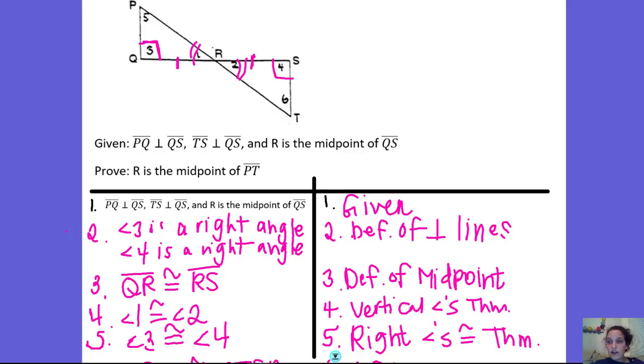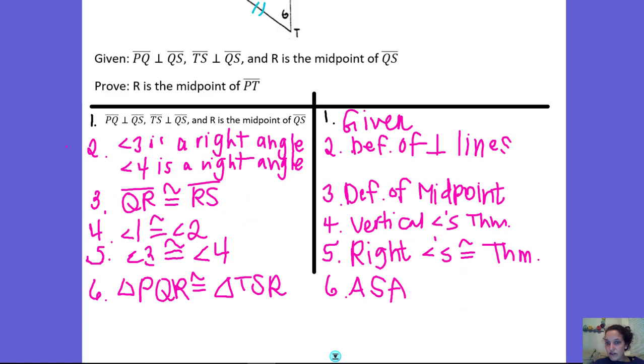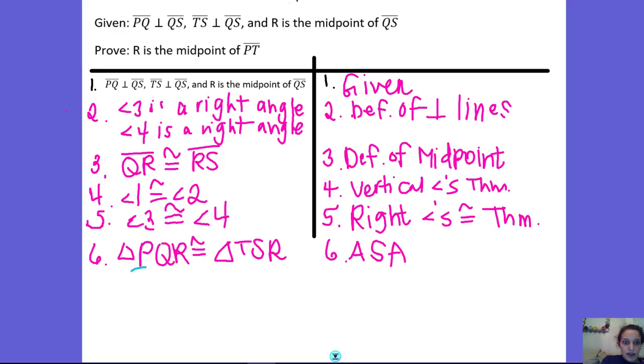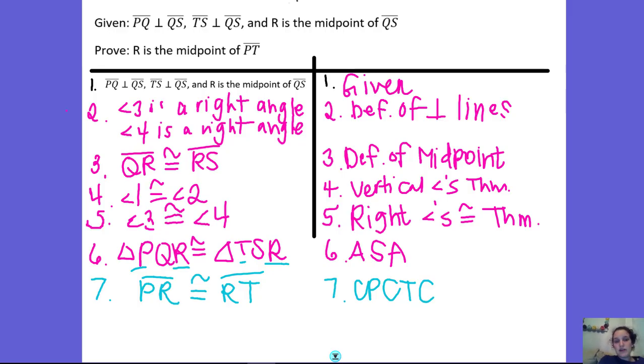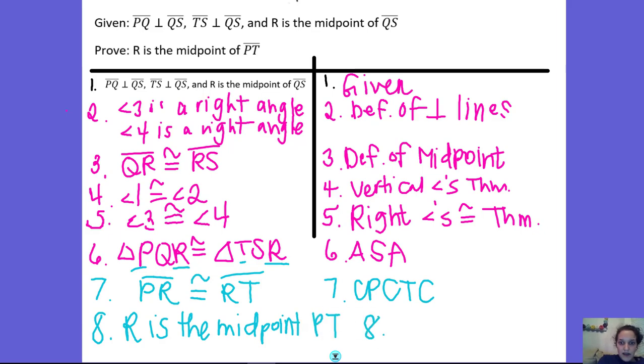So we want to think about what we're trying to prove. We are trying to prove that R is the midpoint of PT. Well, if R is the midpoint of PT, that would mean that we would need to prove that PR is congruent to RT. So let's look at our triangles. Oh my gosh, PR and RT, those are corresponding parts in these triangles. So I can go ahead and say that they're congruent. Segment PR is going to be congruent to segment RT or TR, doesn't matter, by CPCTC. Because those 2 triangles are congruent, their corresponding parts are also going to be congruent. And if PR is congruent to RT, that means that R is the midpoint of PT by the definition of a midpoint.